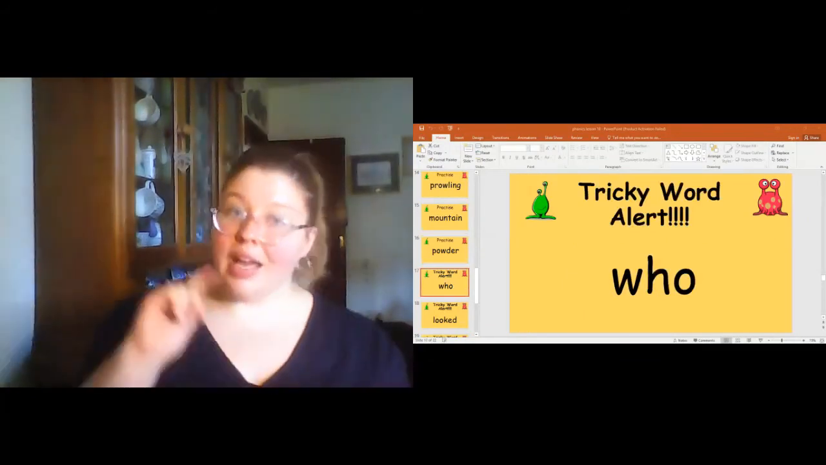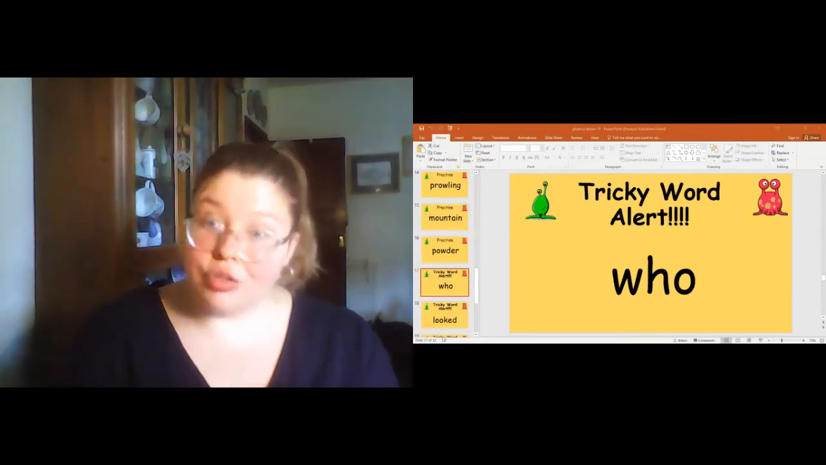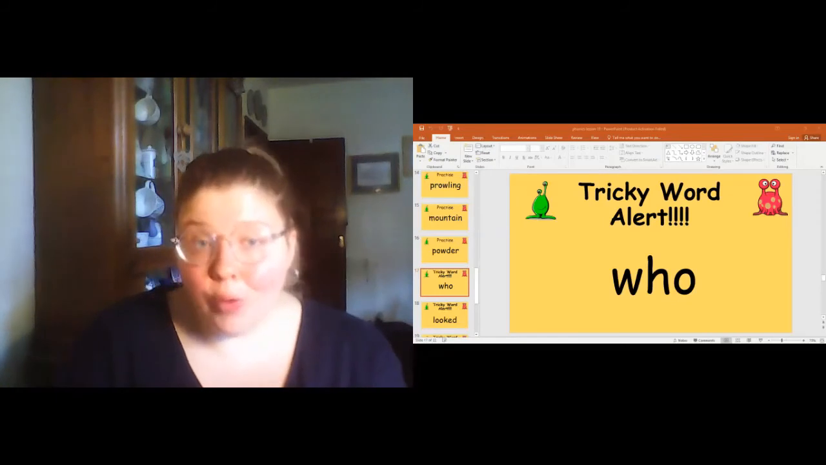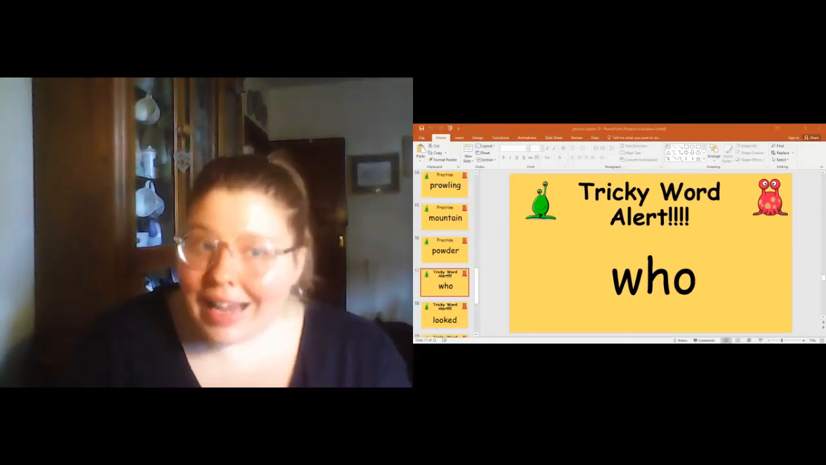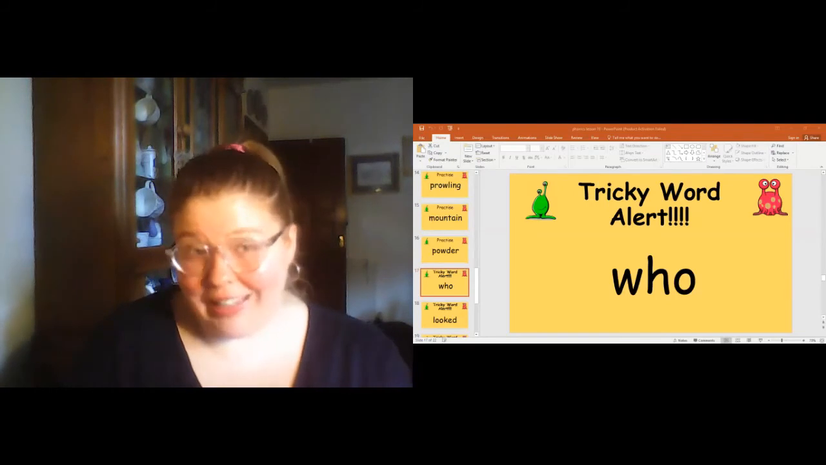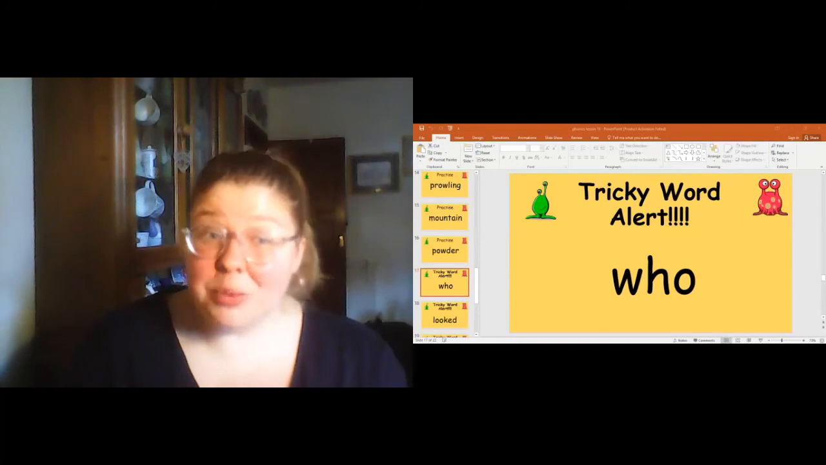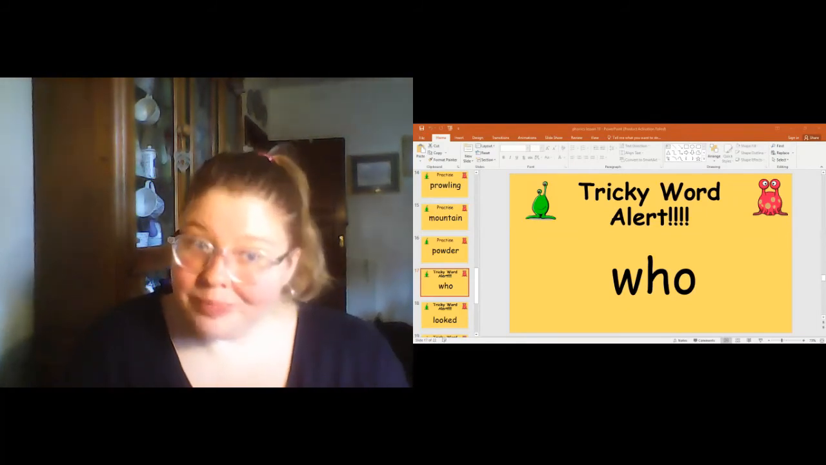Okay, now we're on to our tricky words. These are our extra tricky words. Today we're looking at one we haven't looked at before. I wonder if you can have a go at reading this tricky word and guess which bit is tricky. And I'm going to give you a clue. Quite a bit of this word is tricky. Are you ready? Have you had a go?